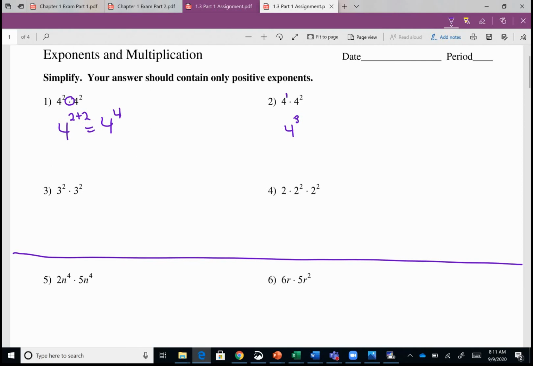I saw a lot of 2s as I walked around. So take a little minute here and look at your question number 2. I saw a couple 4 to the 2nd powers as I walked around. So make sure you have 4 to the 3rd. If you're confused on that, you can also write out 4 times 4 times 4. So it's still 4 to the 3rd.